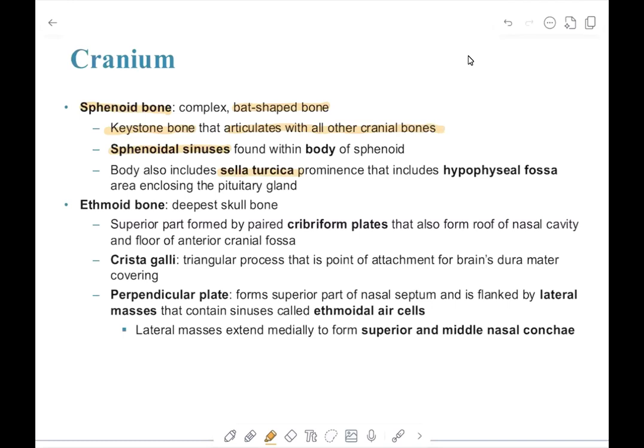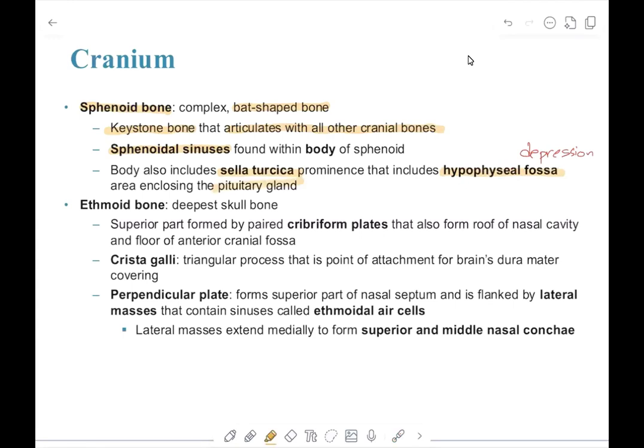And this is a very important part because it includes the hypophyseal fossa. Remember that a fossa is a depression, and the hypophysis is kind of the microscopic name for the pituitary. So that's where the pituitary gland sits.